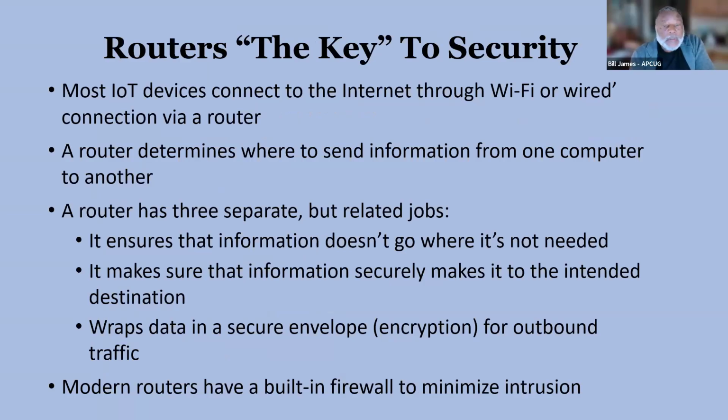Routers are really the key to connecting to the internet through Wi-Fi or wired connections, and a router determines where to send information from one computer to another. It has three separate jobs. One is to ensure that information doesn't go where it's not needed, to make sure the information securely makes it to the intended destination. It also will wrap the data in a secure envelope, or encryption, for outbound traffic. And most modern routers have a built-in firewall to minimize intrusion.